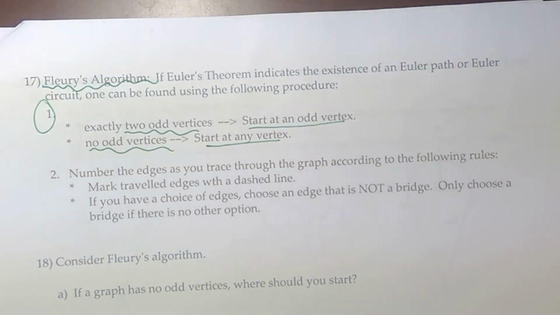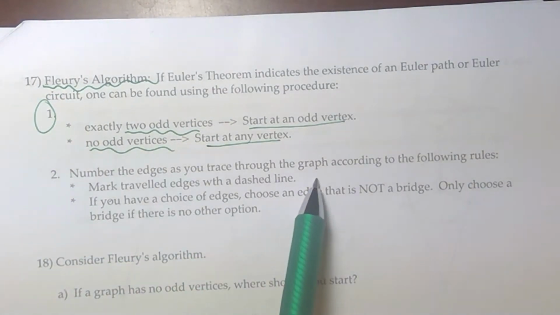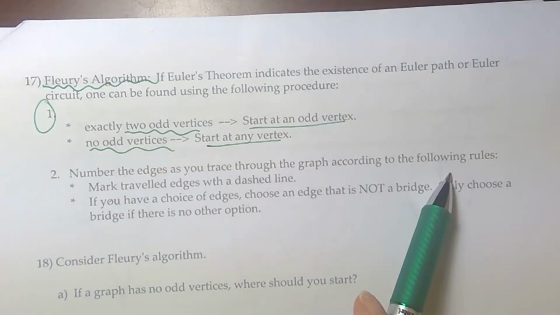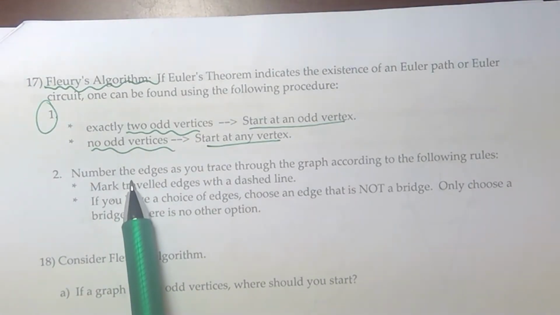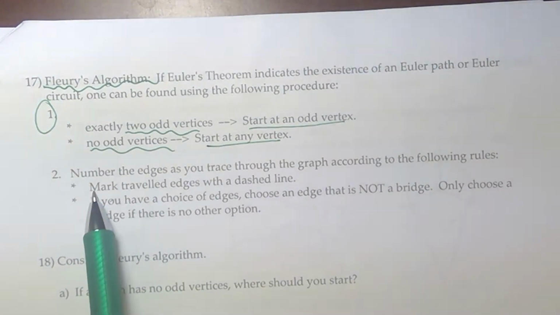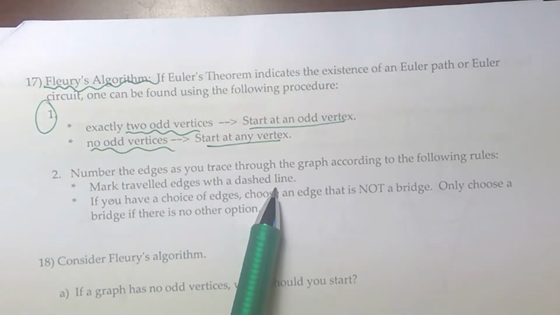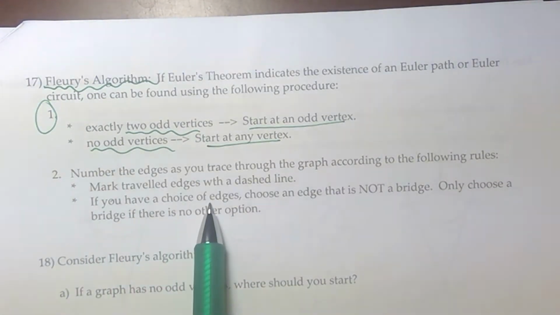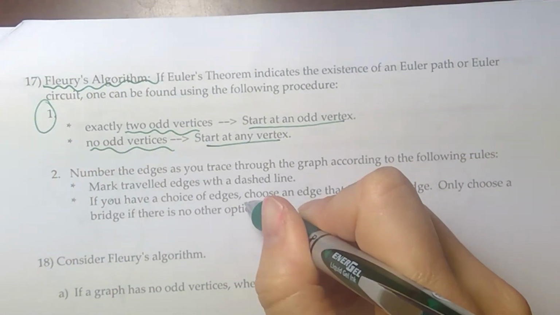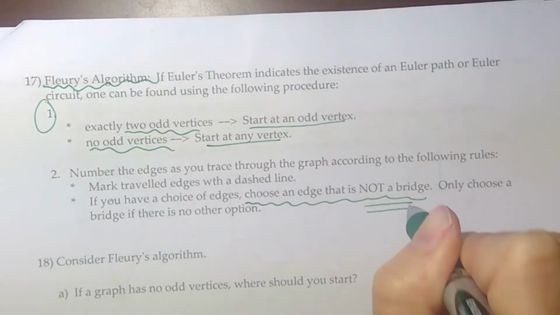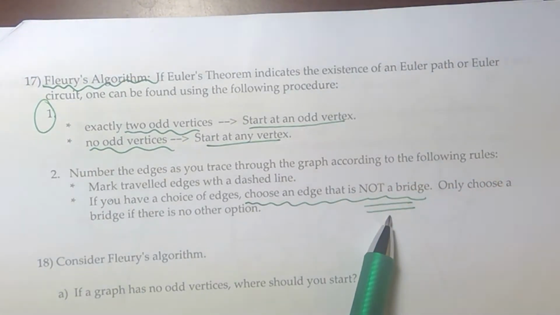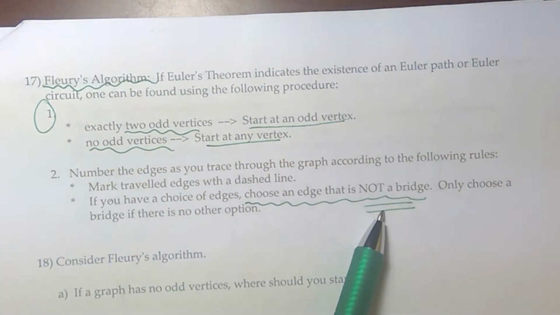As you're trying to go through, you number the edges as you trace the graph according to the following rule. Now, I don't usually number my edges. I usually write out the vertices as I go through them, and then I trace the edges. Totally up to you. This suggests that you mark traveled edges with a dashed line. I just use colors. If you have a choice of edges, you choose the edge that is not a bridge. You save the bridge to last if there's no other option.